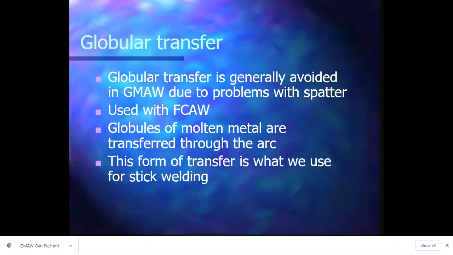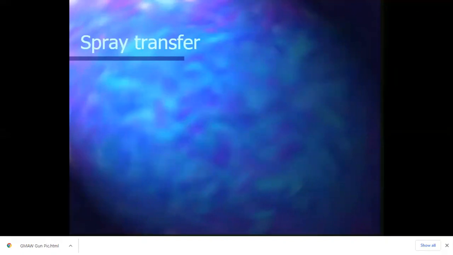This form of transfer is what we use for stick welding. So when we get to stick welding, it is all globular transfer. Pretty neat. So it works well for some processes and not for others. Definitely gas metal arc welding, not ideal. Flux core, that's basically what flux core is. Same with stick. So the third type of transfer is spray transfer.